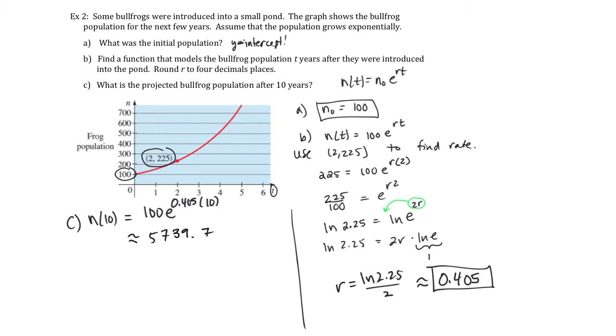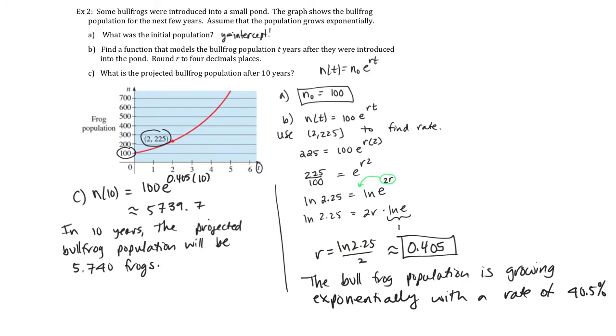So that's approximately 5,740 frogs. All right, so we found that the bullfrog population is growing exponentially with a rate of 0.405, so that would represent 40.5%. And so that tells us that in 10 years, the projected bullfrog population will be 5,740 frogs.